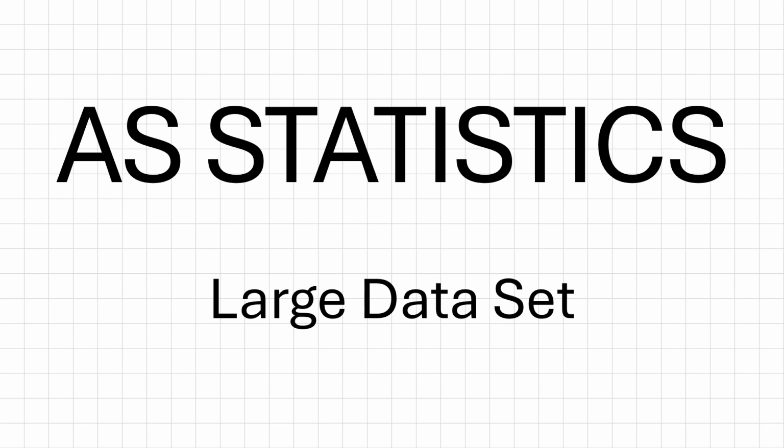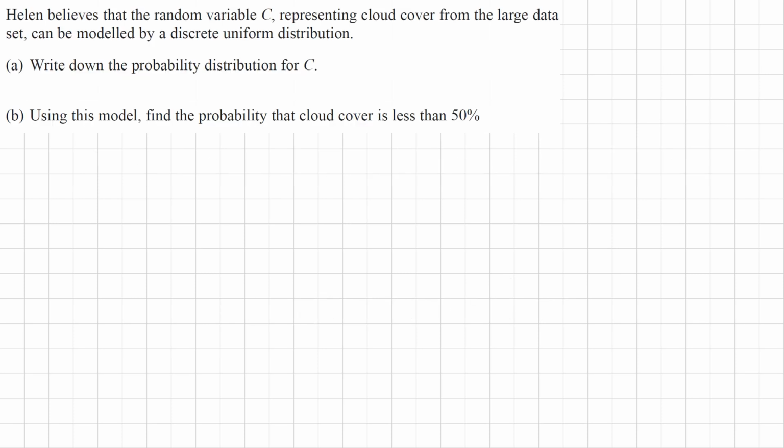This is an AS statistics question about the large data set. Helen believes that the random variable C, representing cloud cover from the large data set, can be modeled by a discrete uniform distribution. Part A, we need to write down the probability distribution for C.